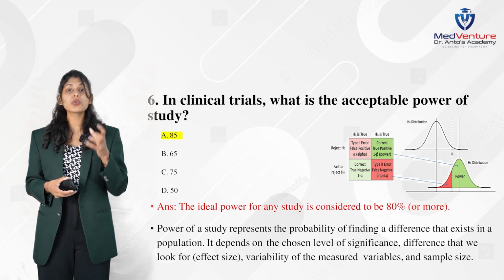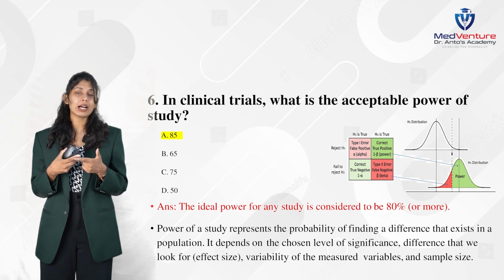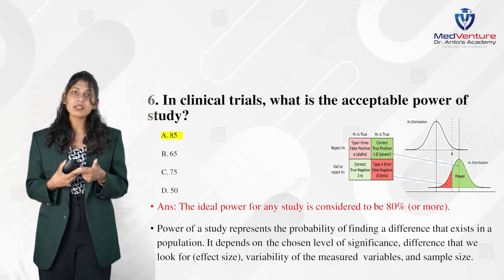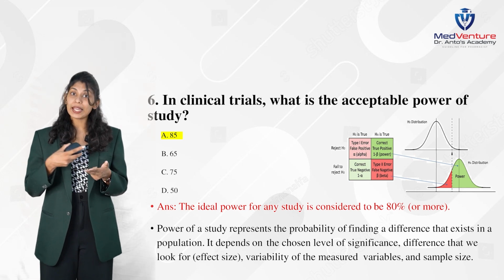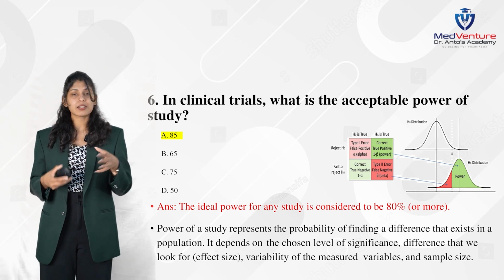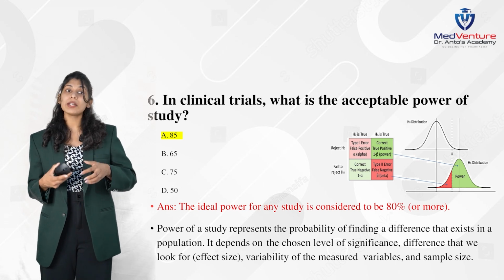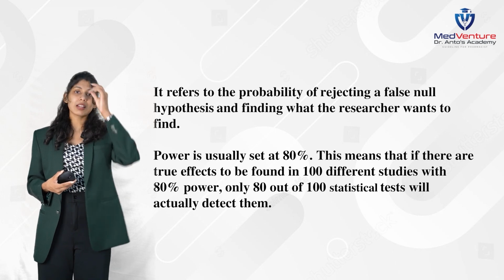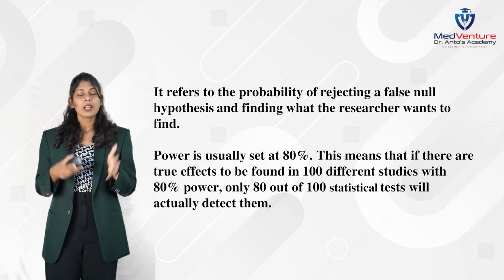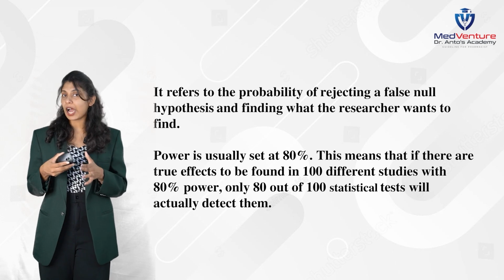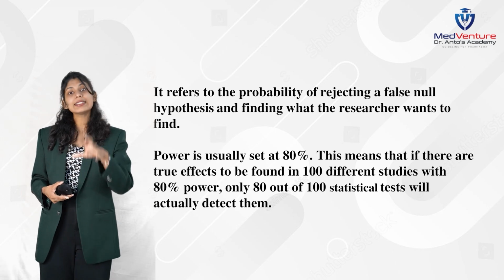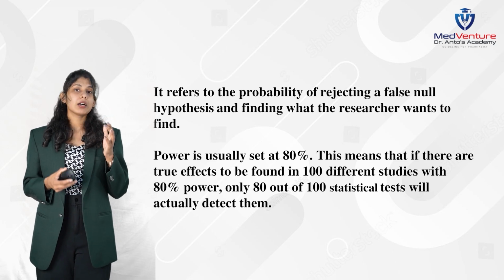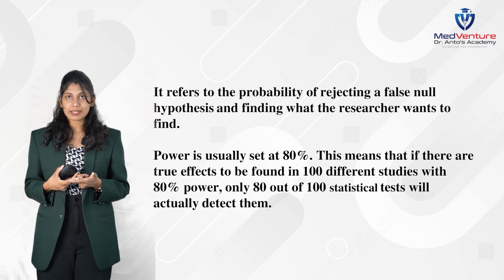It depends on the chosen level of significance. Before you start a study, you set a level of significance. The power of study will depend on the level of significance, the difference that we look for, the effect size, the variability of the measured variables and sample size. All of these factors influence power of study. It is the probability of rejecting a false null hypothesis and finding what the researcher wants to find. When you start a study, the researchers will set a null hypothesis. The probability of rejecting that null hypothesis and finding what the researcher wants to find is the power of study. It's usually set at 80%.